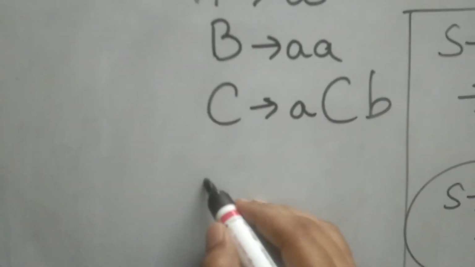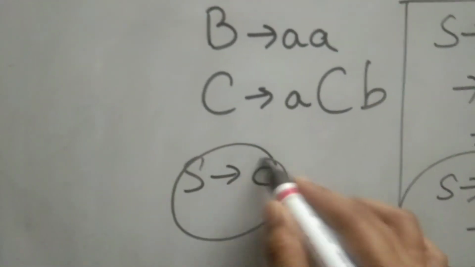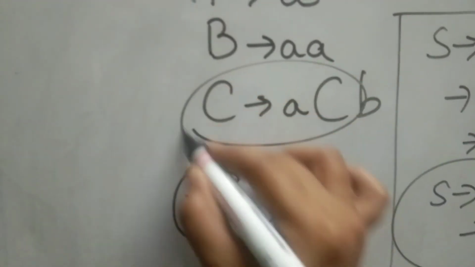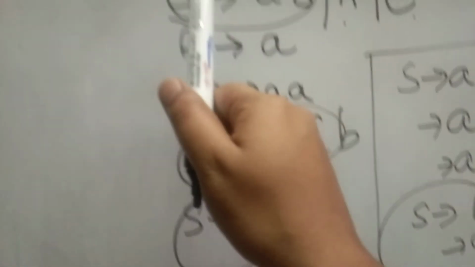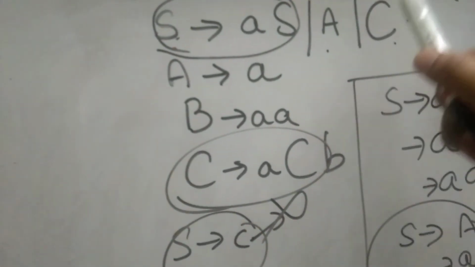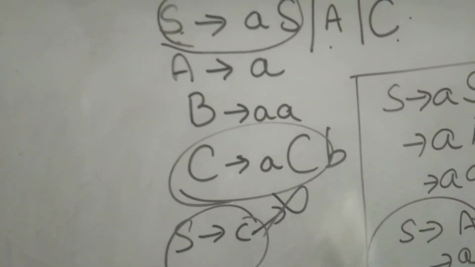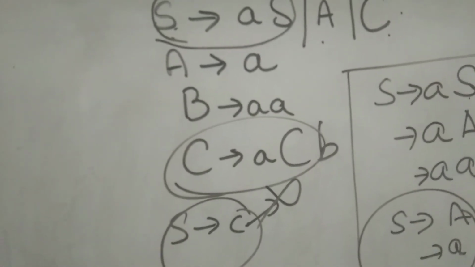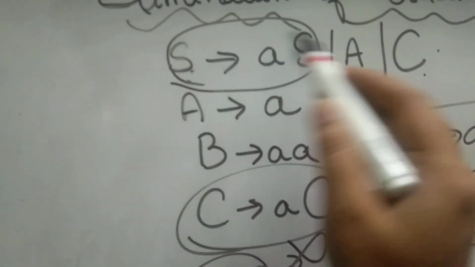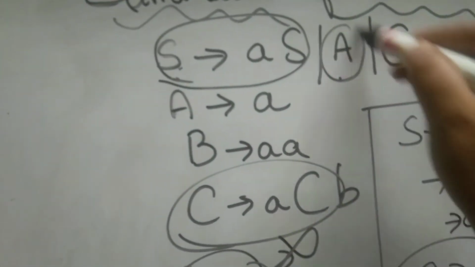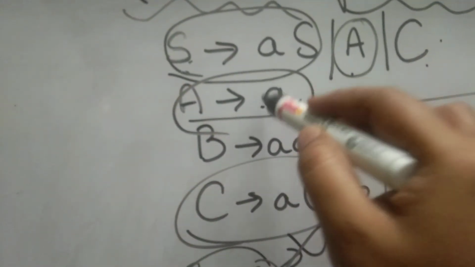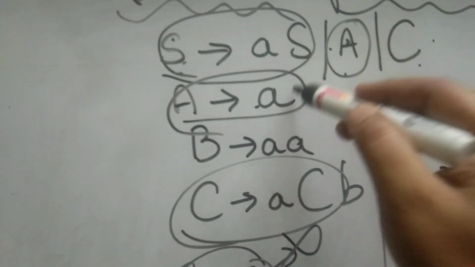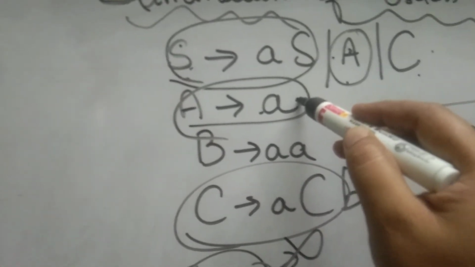So S tends to C is not useful, so the productions that contain this C are also not useful. Since S tends to C is not useful, all the corresponding productions with C you can eliminate. Next, here the useful ones we got are S tends to AS and S tends to A. Next coming to A tends to A, this is also useful because in S tends to A, this A will be replaced with this A.